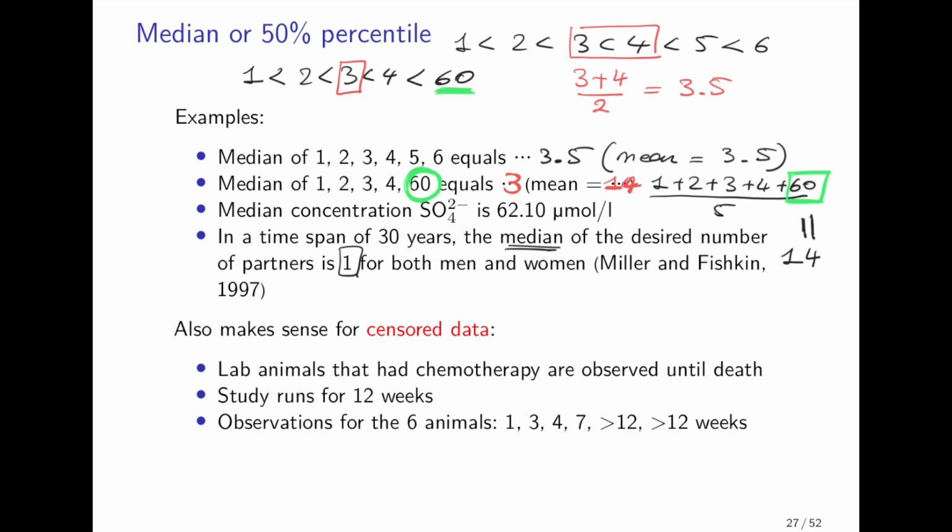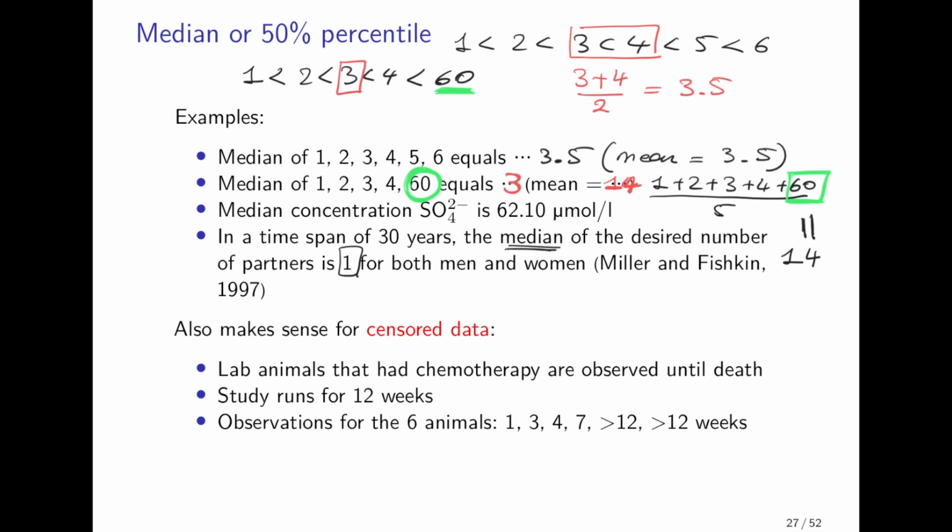Before we unpack that a little bit further, I want to point out, as it says on the bottom of the slide, that the median also makes sense for censored data. What is censored data? Censored data is data where you have some observations and then also some labels that tell you something about the data point without giving you a value.